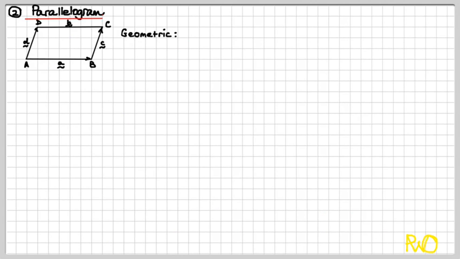Right, a parallelogram now. Okay, what do we need? The minimum vector requirement to specify a parallelogram. Geometric, we need to know that both sets of opposite sides are parallel. That'll do it, won't it? If both sets of opposite sides are parallel, then they have to also be equal in length, opposite sides, if you think about that.